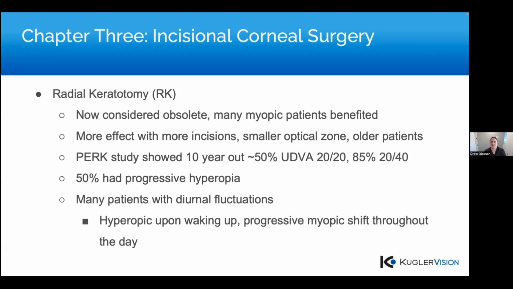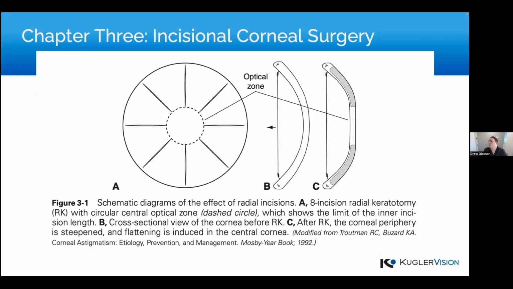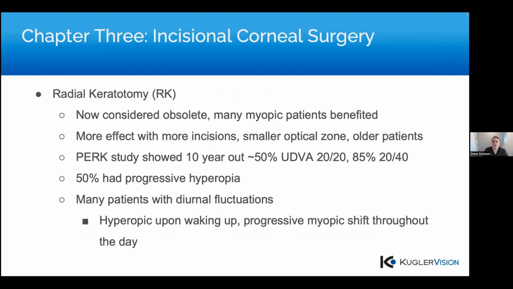With RK, we're making these radial incisions in the cornea. And by doing that, we're causing flattening for myopic patients. By making these incisions, you can have more of an effect with more incisions, a smaller optical zone, and older patients. There's a study called the PERK study that looked at long-term effects of RK.